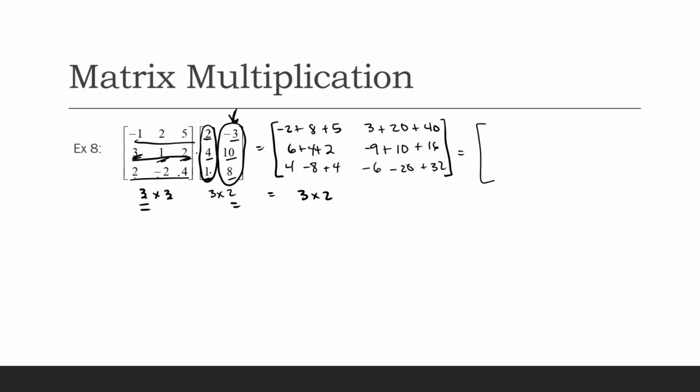So negative 2 plus 8 is 6, plus 5 is 11. 3 plus 20 plus 40 is 63. 6 plus 4 plus 2 is 12. Negative 9 plus 10 plus 16 is 17. 4 minus 8 plus 4 is 0. And then in this last column, I get negative 26 plus 32, which is 6. And there's my end result. Okay?